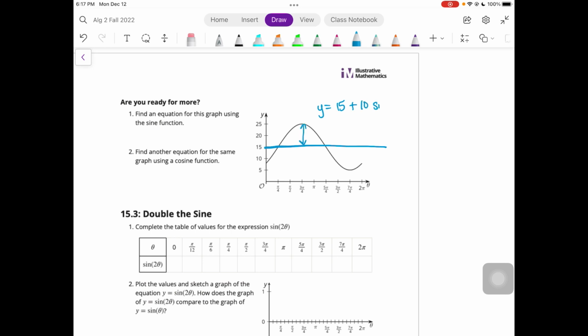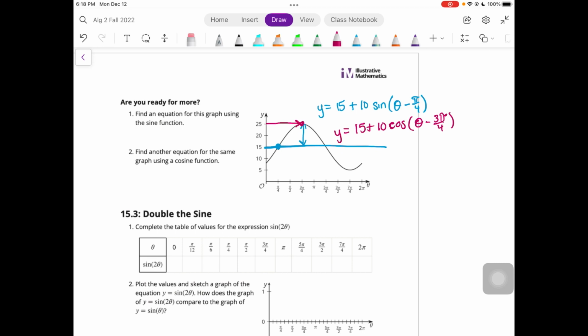So 10 sine of theta, and then it has shifted. Normally it starts right here. It's shifted over to the right pi over 4. So we're going to subtract pi over 4. So that's one way of writing it. And then if we want to do cosine, we could say y equals 15 plus 10 cosine, not sine, of theta. And this time it has been shifted 3 pi over 4, so minus 3 pi over 4, because it has shifted to the right that many units.